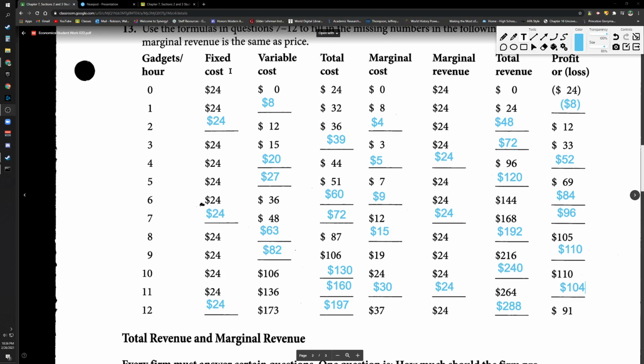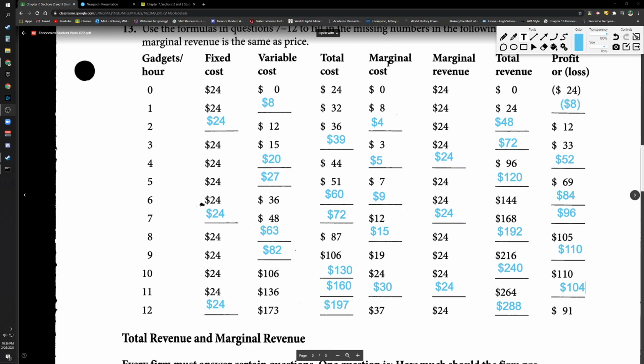But fixed costs are always going to be the same. That's why they're called fixed costs. So this should be $24 all the way down. Your variable costs change, and you might not always know what they are. But if you know fixed cost and total cost, you can figure it out. So in this case, you've got $24 as a fixed cost, $30 as my total cost. I take 32, subtract it from 24, and I get 8. So fixed cost plus variable cost equals total cost.